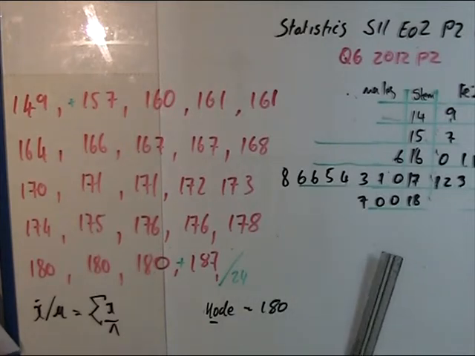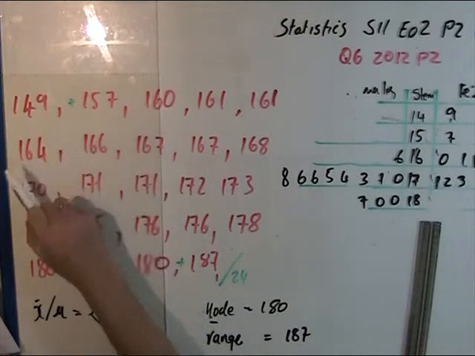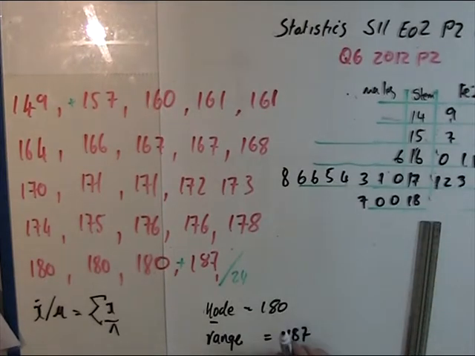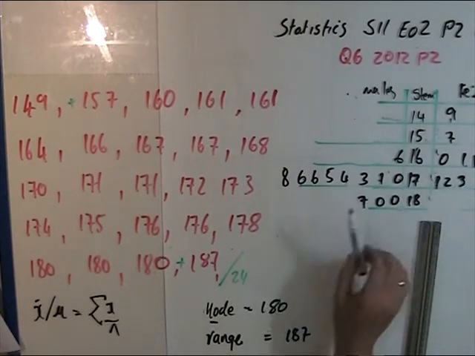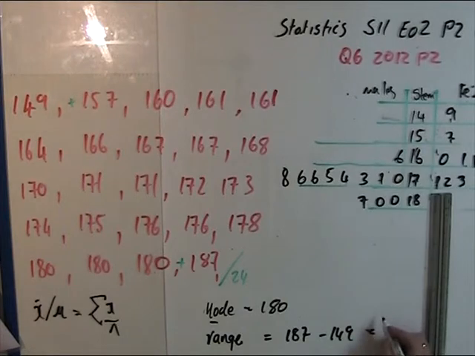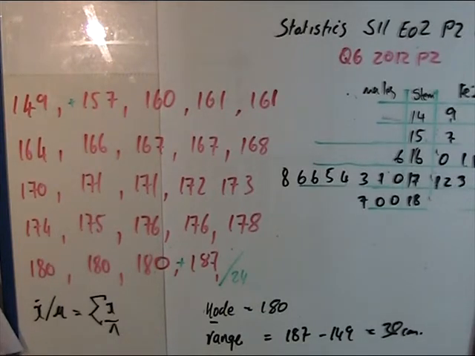Now the next is the range. Now what's the range? You take the highest minus the lowest. So the highest is 187. The range is 187 minus the lowest. You could be asked the range of this mixture, or the range of the females. You can do your own statistics from the stem and leaf graph there. The range is the largest minus the smallest, and you get that the range is equal to 38 centimeters. That's a huge range, and you can make a comment on that.